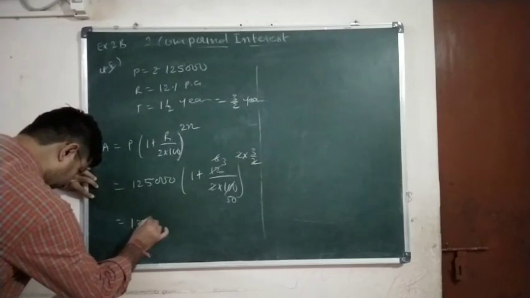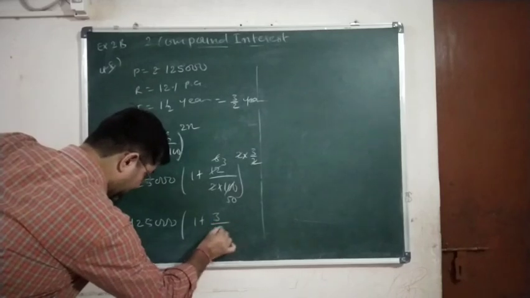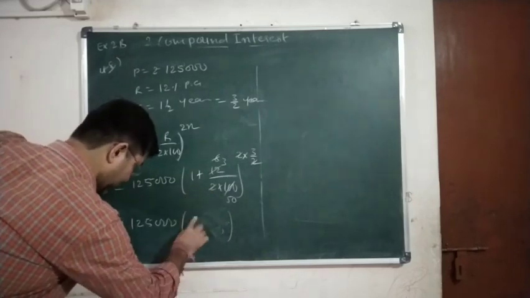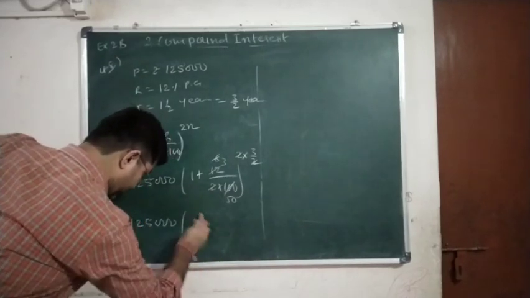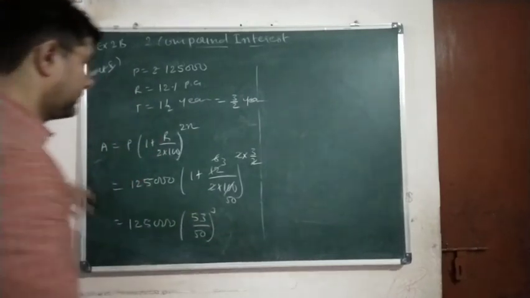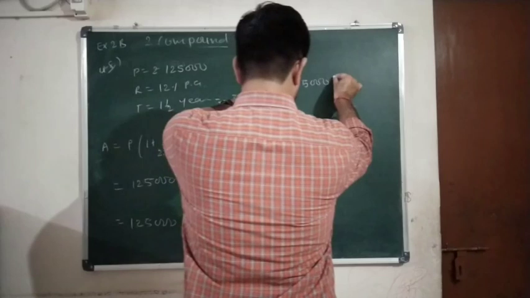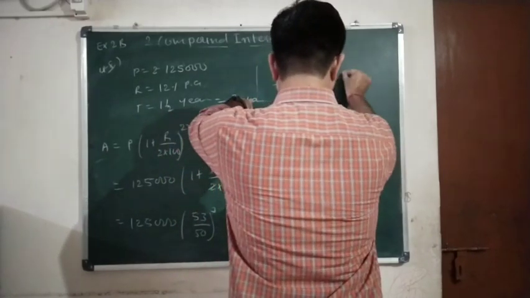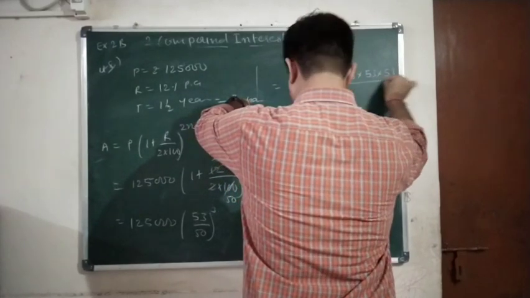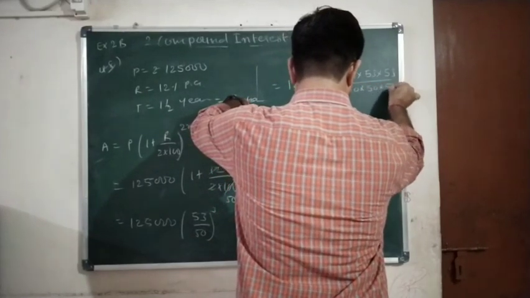So 1,25,000 into 1 plus 3 upon 50, or let me directly write down 51s are 50 plus 3, 53 upon 50 raised to 3. Okay, so this will be simplified to 125,000 multiplied by 53 into 53 into 53 upon 50 into 50 into 50.